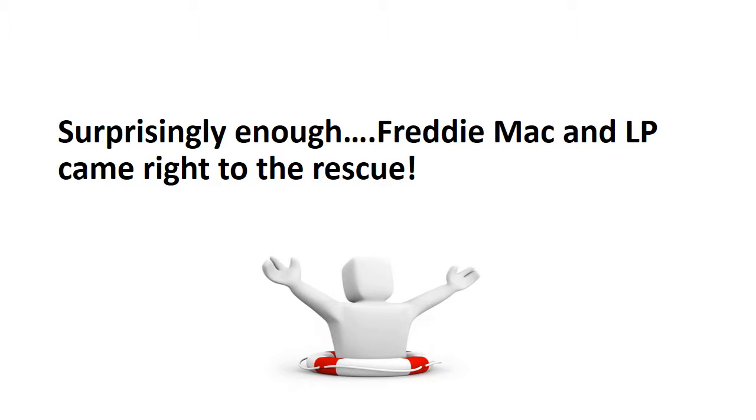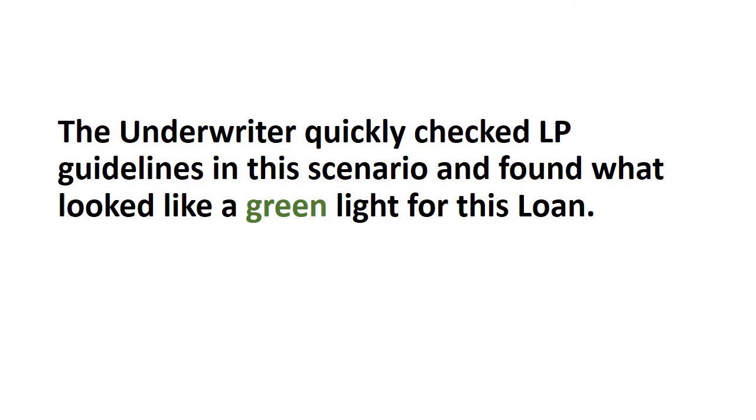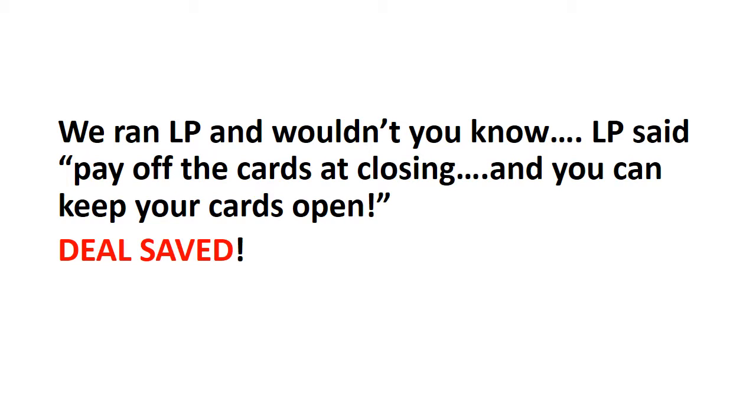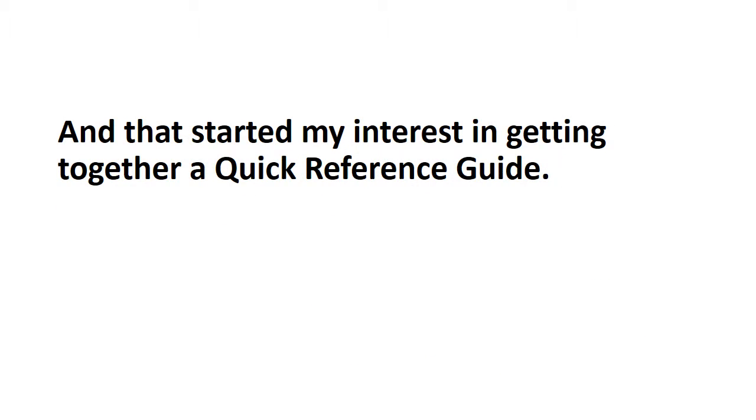Surprisingly enough, Freddie Mac and LP came right to the rescue. The underwriter quickly checked LP guidelines in this scenario and found what looked like a green light for this loan. We ran LP, and wouldn't you know, LP said, pay off the cards at closing, and the guideline said you can keep your cards open. Deal saved. This was a total commission of over $5,000 saved, all because of a simple yet subtle difference between DU and LP. And that started my interest in getting together a quick reference guide.